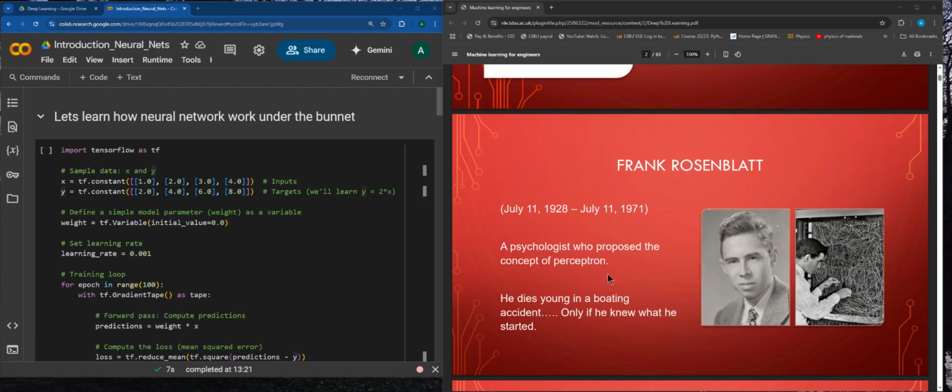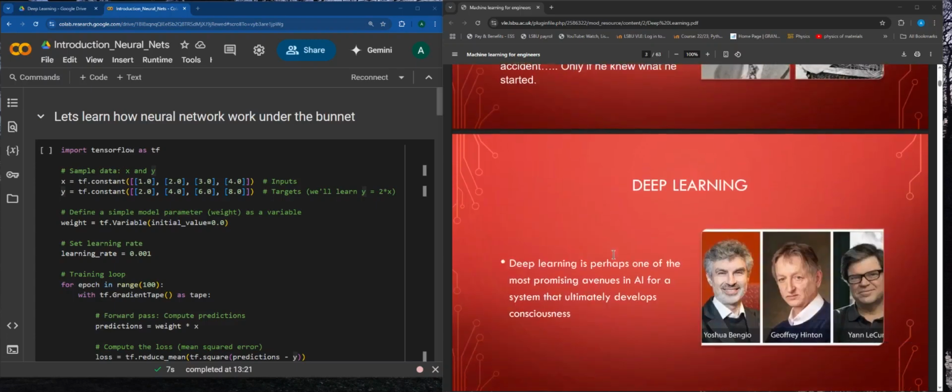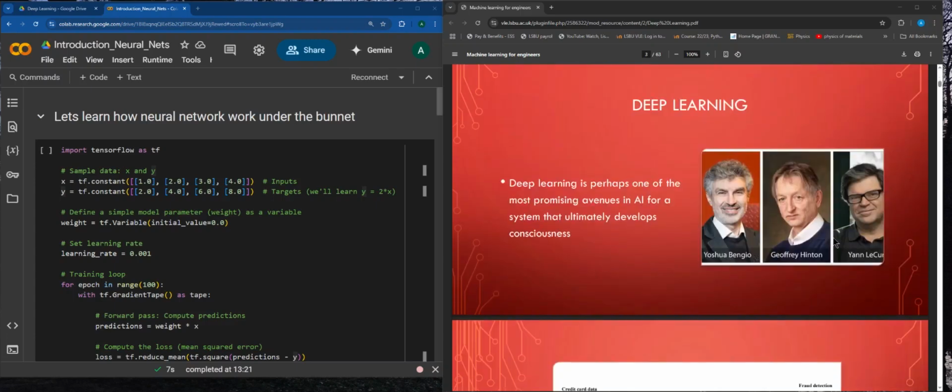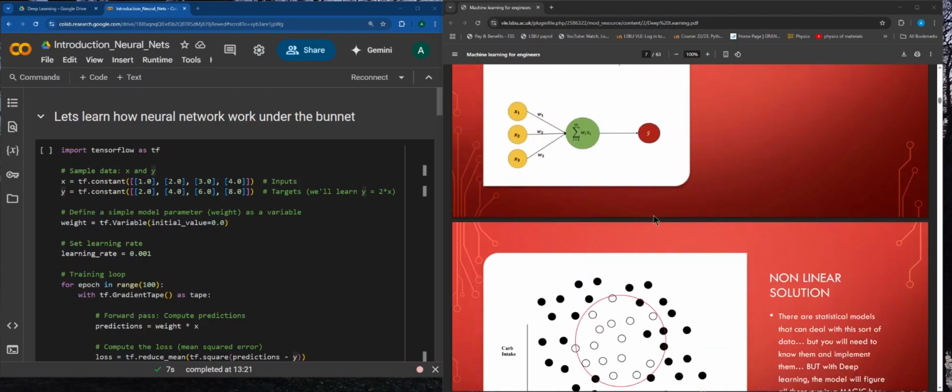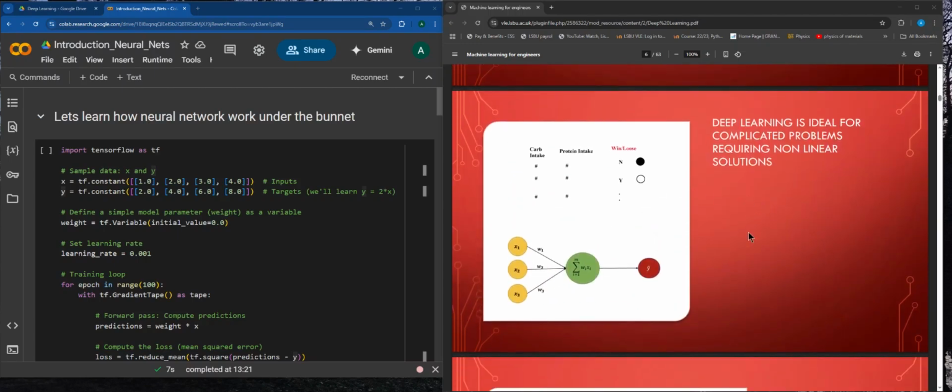Obviously, he did not survive because of a boating accident. Later on, in the 80s, the ideas were picked up by Geoffrey Hinton and his student Yann LeCun, and the idea of modern deep learning started to take life. This was at the time that computers were becoming more powerful, because ultimately deep learning is nothing but boosted linear algebra.